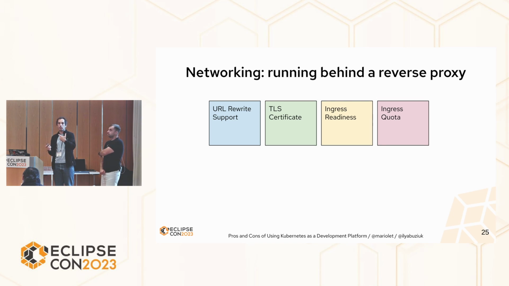Also from the port point of view or the host name. The application needs to be designed to be aware that there is an external address, an external URL to access it, that is different from the internal URL that is available from within the Kubernetes cluster. TLS certificates are another class of problems.